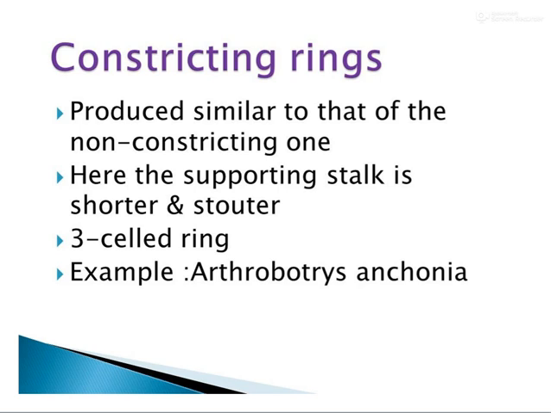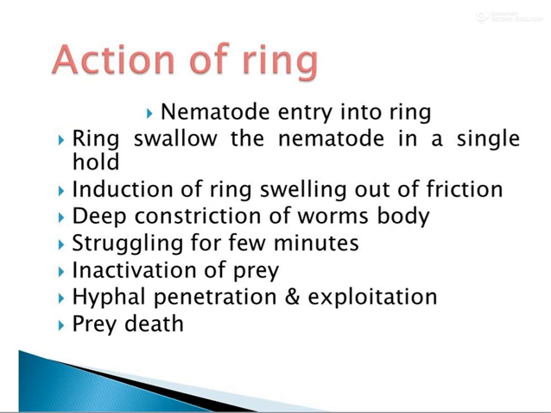Usually they have been found to be three-cell rings, and Arthrobotrys are the species which mainly form constricting rings. The action of the ring is that once a nematode enters into the ring, it will swallow the nematode in a single hold, and the induction of the ring swelling is carried out because of friction. Deep constriction of the worm's body happens, and it struggles for a few minutes, but it gets inactivated, and the hyphal penetration and exploitation of the nematode happens.